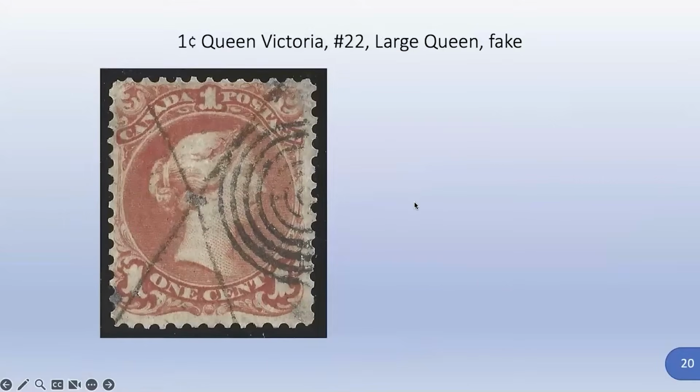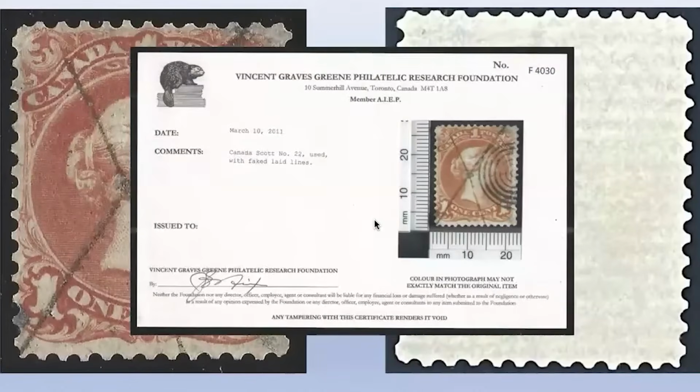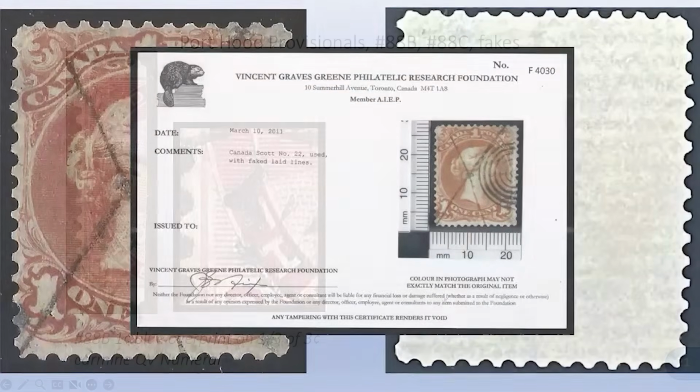Here's a Large Queen, number 22, fake. Well, it looks really nice to me. Here are the laid paper lines. This stamp is very rare on laid paper, but the certificate says these are faked laid paper lines. Someone has taken the used stamp, soaked it in water, and placed it on what they believed was the right-sized mesh, because the laid paper lines are in the paper when the paper is dried. But presumably because the spacing is incorrect, he didn't get it quite right, and the Vincent Graves Greene Foundation said, "Oops, this is not a genuine number 12."